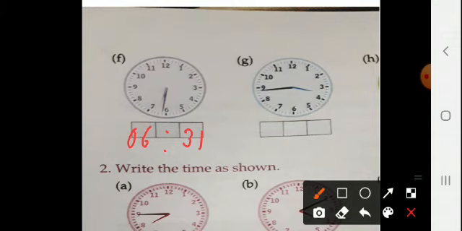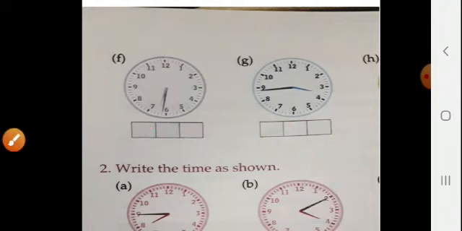Now, the next one. The needle is between 3 and 4. What does it mean, beta? That 3 is already there. And now how many minutes have passed? 40, 41, 42, 43 and 44. That means 3:44. Understood? I hope you have understood this.